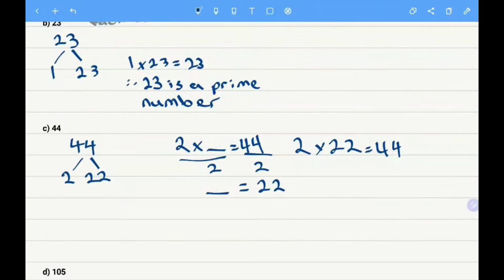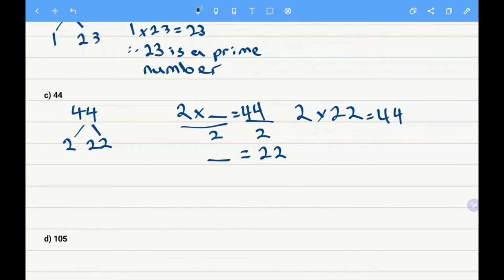Now we think to ourselves, does 2 have any other factors other than 1 and itself? The answer is no. How about 22? Does 22 have any factors other than 1 and itself? It does. The factors of 22 are 2 and 11, because 2 times 11 gives us 22. So we can draw 2 more branches and write 2 and 11.